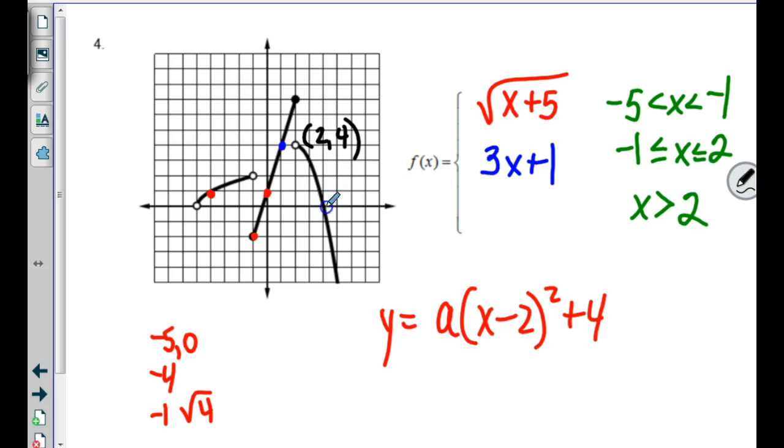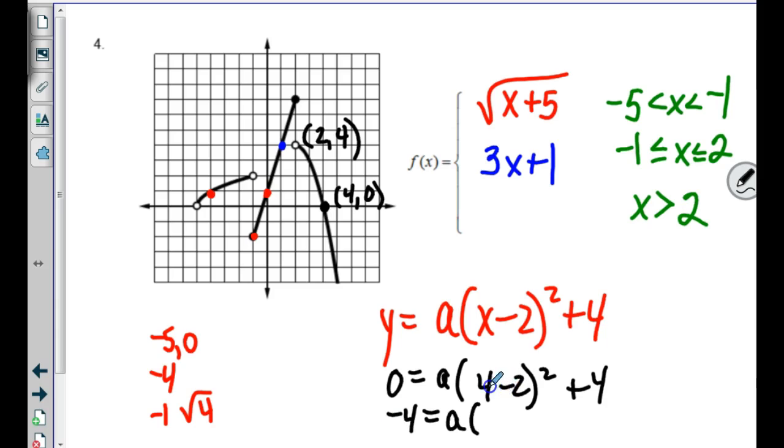I think you're right. If I put this point in, is that 1, 2, 3, 4, 0? So I'd have 0 equals a times 4 minus 2 squared plus 4. That would be -4 equals a times 4, which would make a -1. So yes, it's just -1 x minus 2 squared plus 4. Okay. They're not that hard on the quiz with the ones that you have to do the writing the equation of.